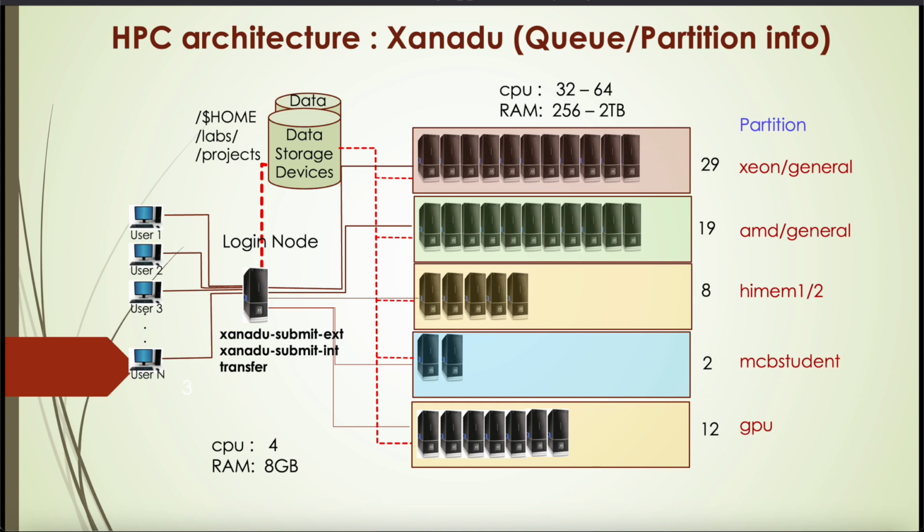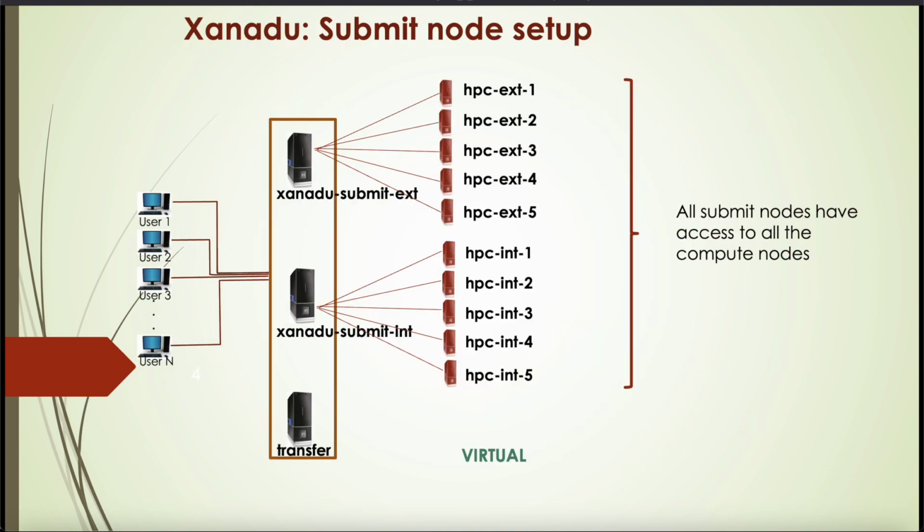The one aspect I want to highlight in this short video is how the external and internal submit nodes are further split into virtual submit nodes. Here I've shown all three submit nodes distinctly: Xanadu submit external, Xanadu submit internal, and transfer. The first two are further split into 5 virtual submit nodes each, labeled HPC EXT1 to EXT5, and HPC INT1 to HPC INT5.